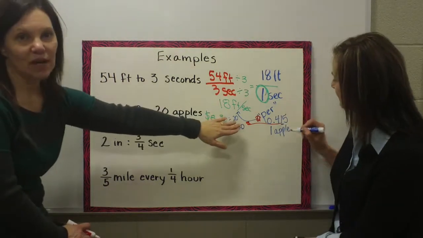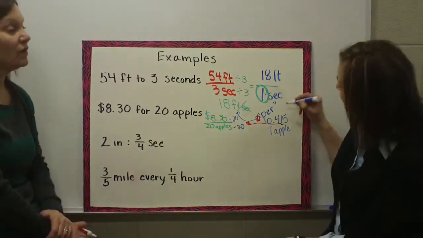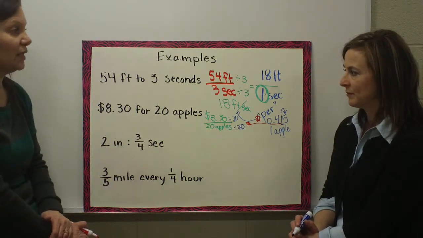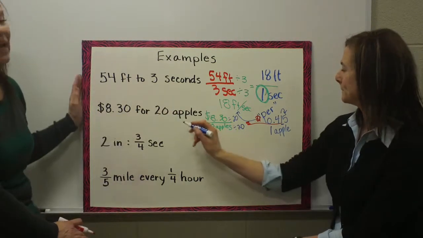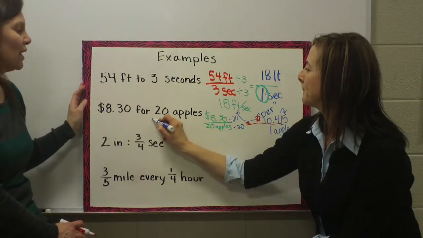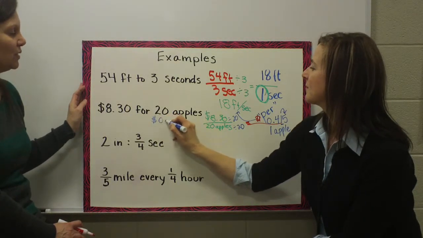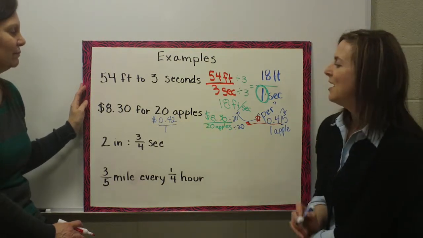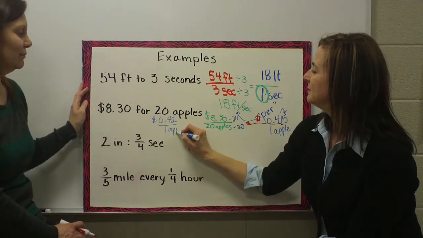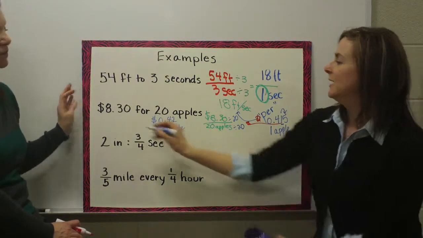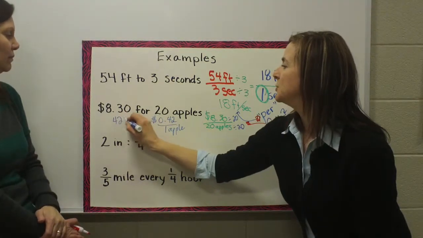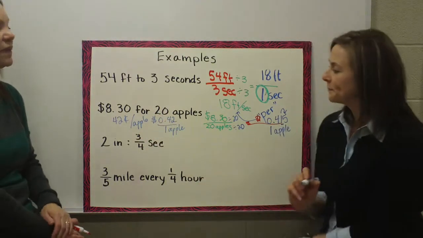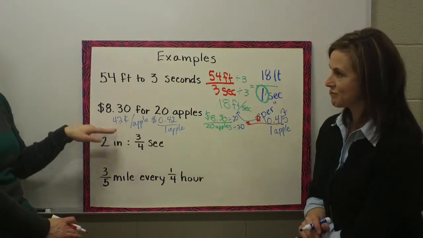Therefore, I don't need directions to tell me where to round this number when it's money. I know that I need to round it to the 100th place. Because I have a 5 following the 1, I'm going to round that up to 42 cents for 1 delicious apple. Don't forget your label. And again, 42 cents per apple would also be acceptable. In that case, remember, no decimal point.